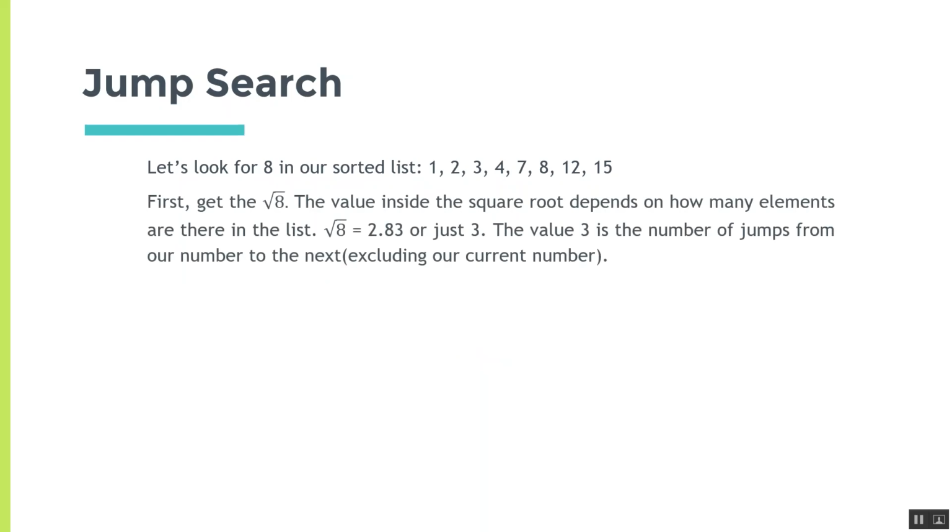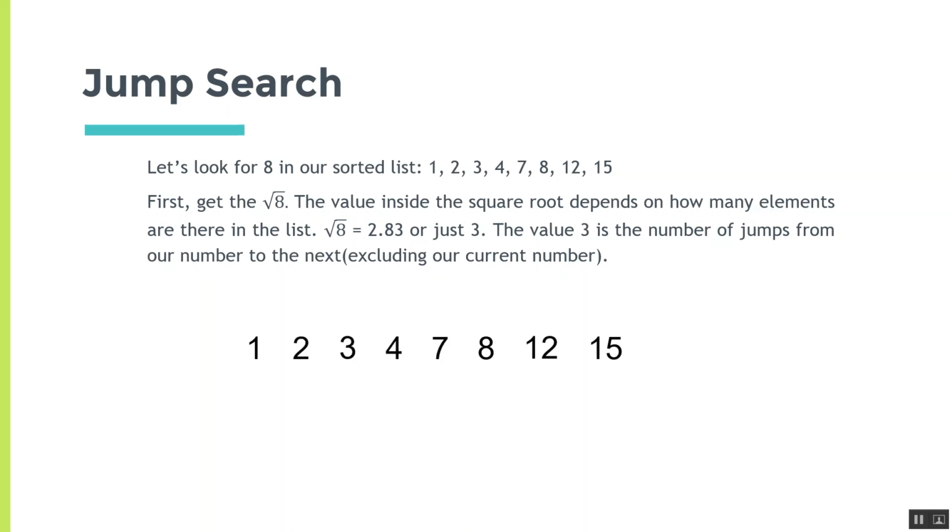First, we have to get the square root of 8. So the value inside the square root depends on how many elements are there in the list. So still we have 8 elements in our list. So we just need to get the square root of that number. So the square root of 8 is equal to 2.82 something, or just 2.83. So 2.83, we need to round it up to become 3. Okay? So the value 3 is the number of jumps from our number to the next. So we will exclude our number in our jump.